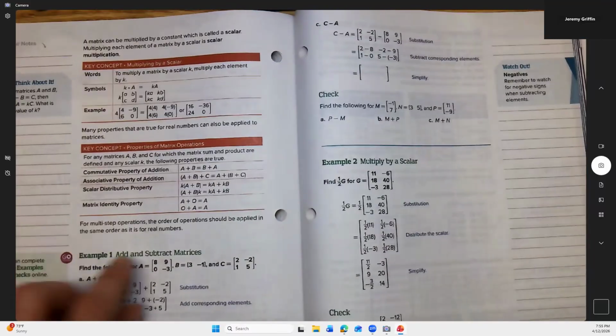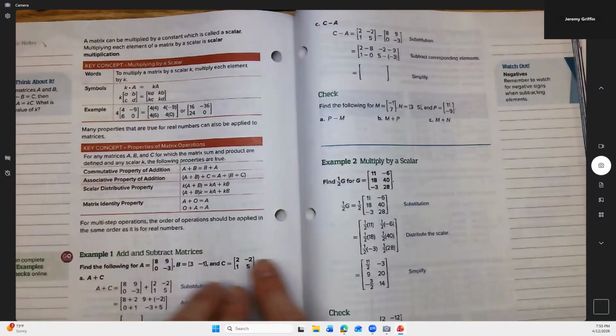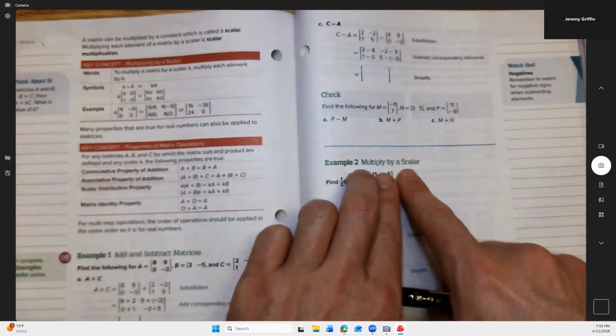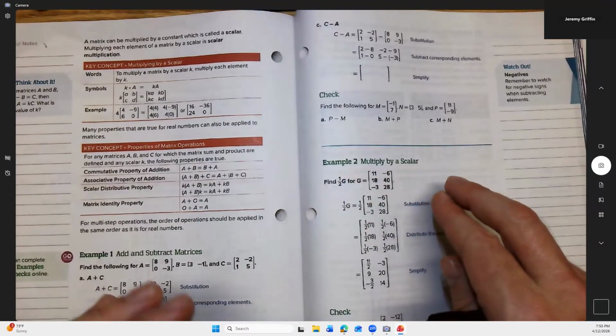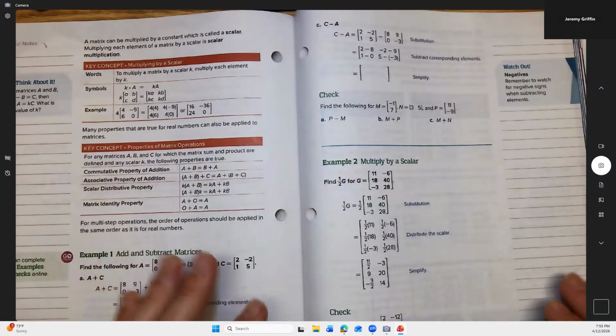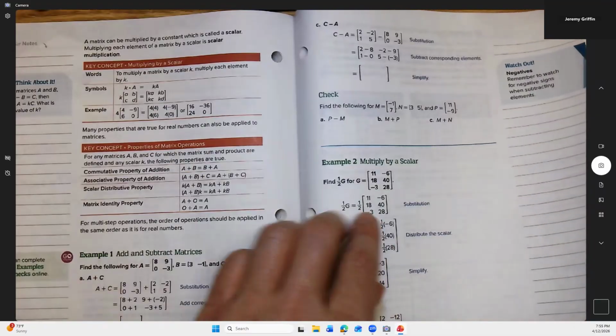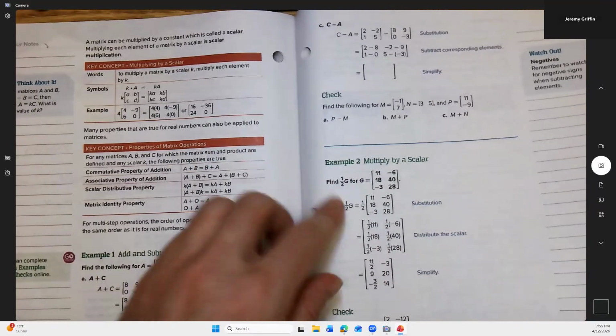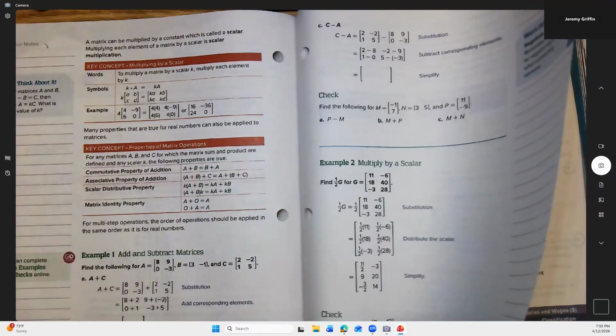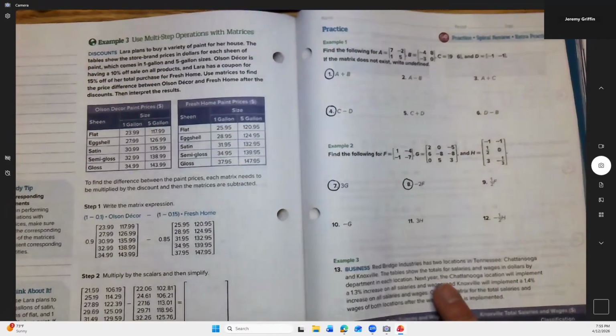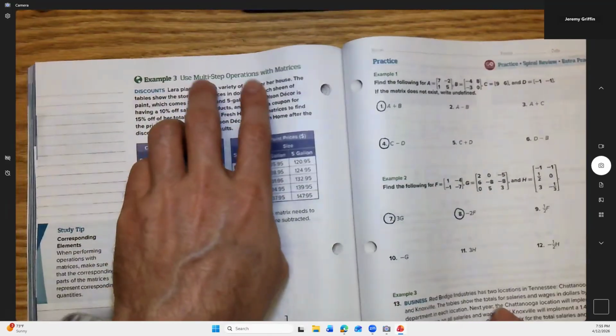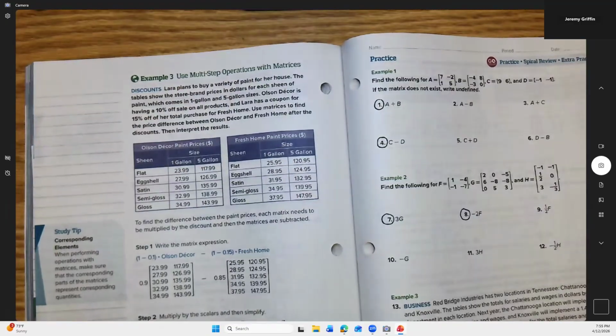Add and subtract. You can multiply by a scalar. Multiplying a matrix by another matrix is a story for another day. But multiplying just by a simple number, a simple factor, is not too bad. And then they got a multi-step operation example, example 3.